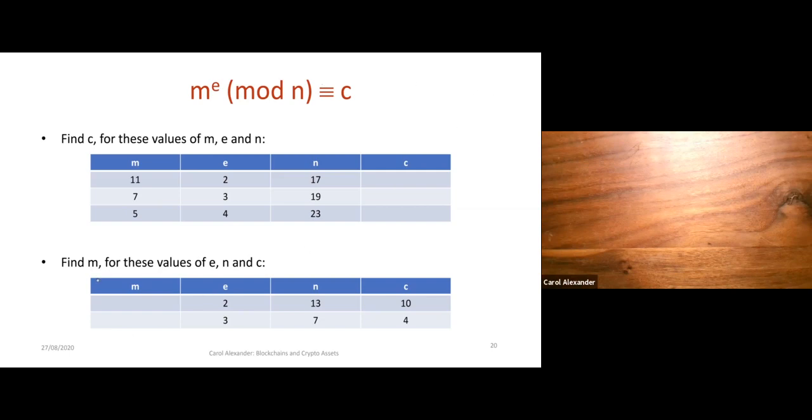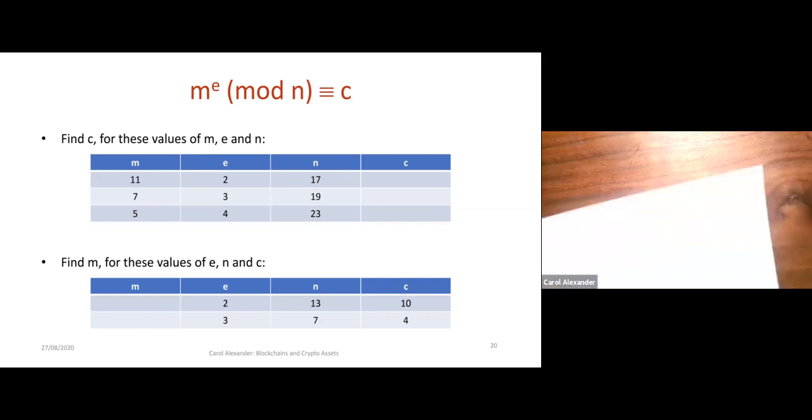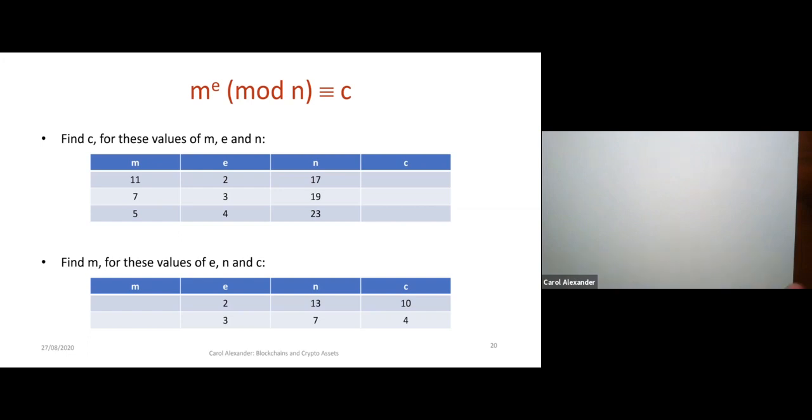But let me see if I can do the other way around. I don't know M now, but I know C. So something to the power 2 is congruent to 10 mod 13. Okay, so there isn't a way to calculate it. I just have to do it by trial and error. And I'll probably get there in the end because I'm just illustrating this with some very simple small integers.